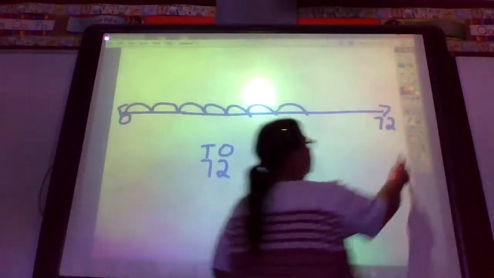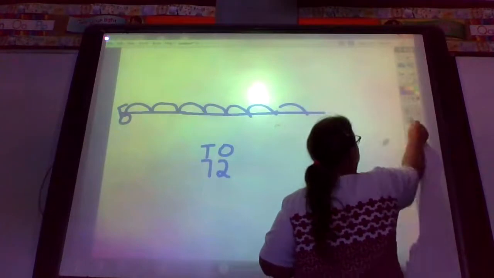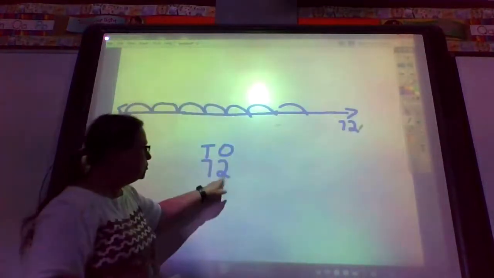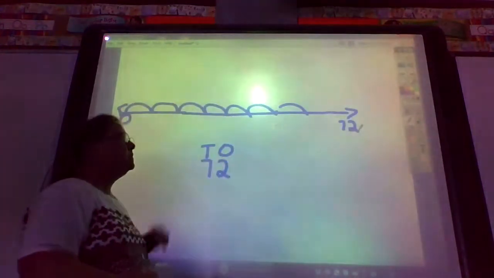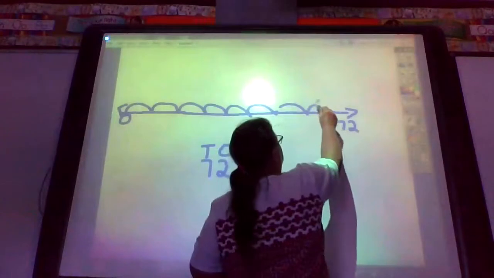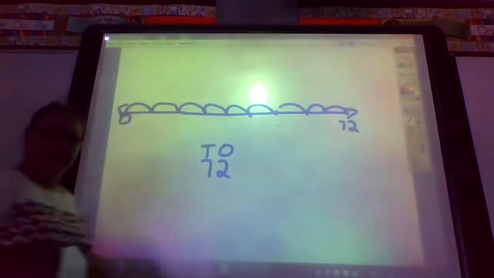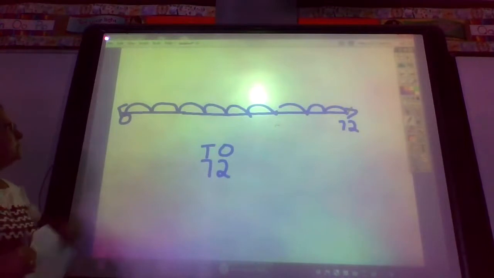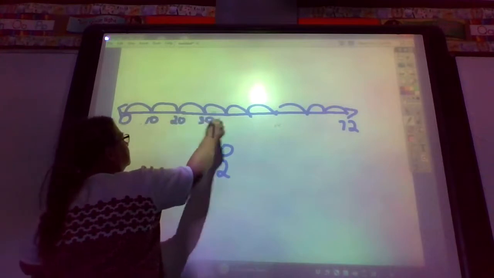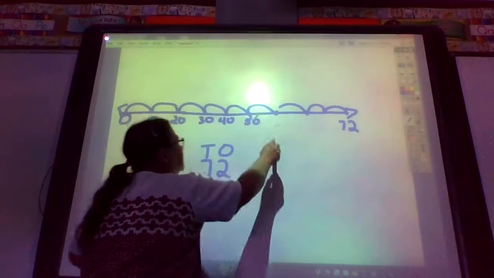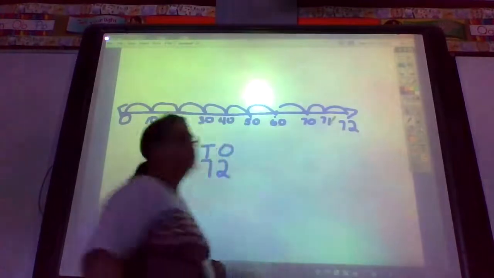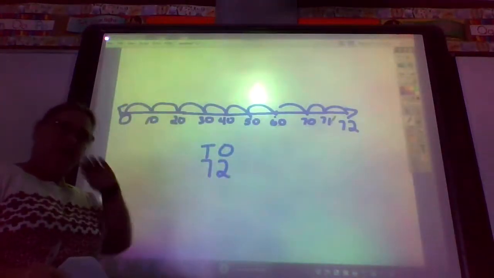Now, actually I'm going to shorten my line because I'm not going to need quite that much. Now, I have 2 ones. So now I'm going to hop by ones, 2 times. They're going to be smaller hops. 1 hop, 2 hops. And I got to my 72. Here's my tens, and I can fill that in. 10, 20, 30, 40, 50, 60, 70. This would be 71, and there would be 72. Those are my hops.